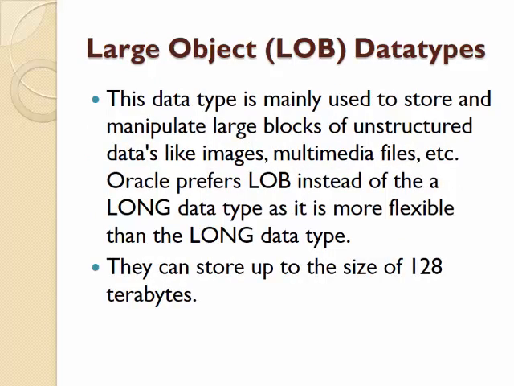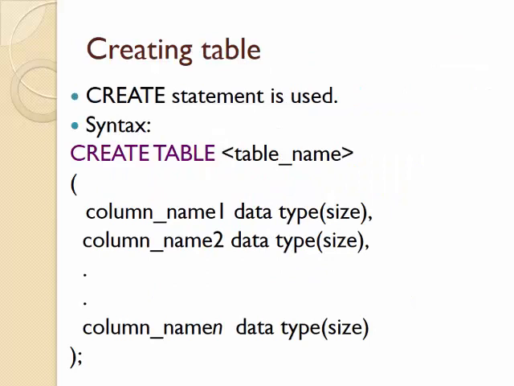Next is a large object, LOB data types. This data type is mainly used to store and manipulate large blocks of unstructured data like images, multimedia files, etc. Oracle prefers LOB instead of the long data type as it is more flexible than the long data type. It can store up to a size of 128 terabytes.